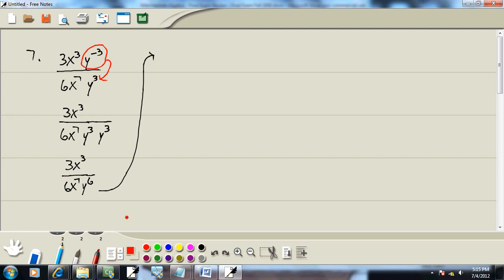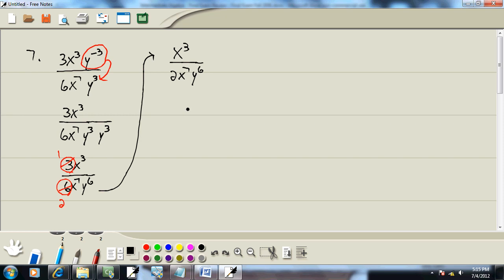Now first thing, let's look at the numbers. 3 and 6. Those are both divisible by 3. 3 divided by 3 is 1. 6 divided by 3 is 2. So that 1 disappears up on top. So we got x to the third over 2x to the seventh, y to the 6.